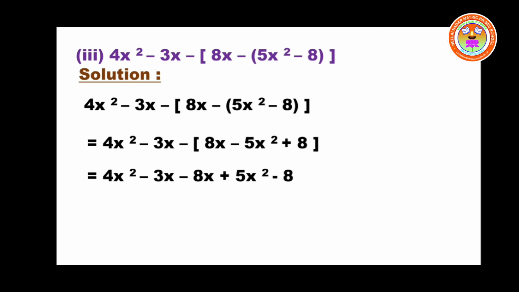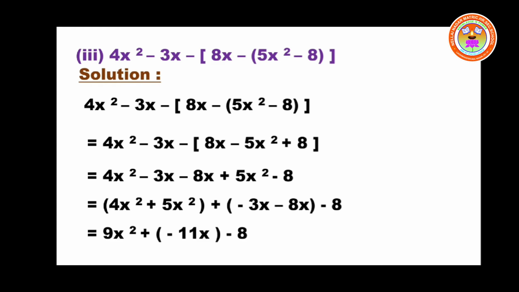What are the like terms here? What are the terms here? x² is one term and x is one term and you have one constant term. So I am going to combine: 4x² plus 5x² plus −3x − 8x and −8. So 4x² plus 5x², you will be getting 9x², minus 3 minus 8.